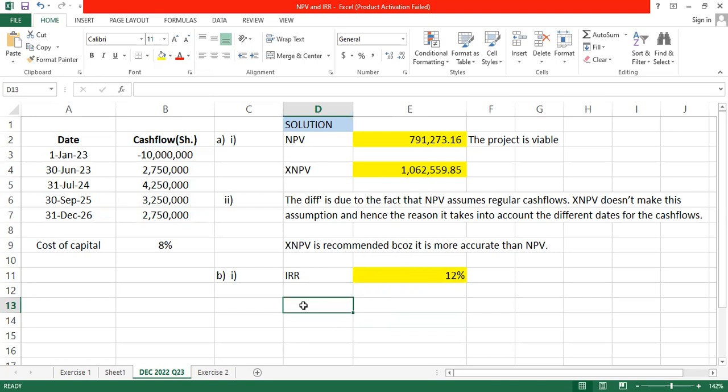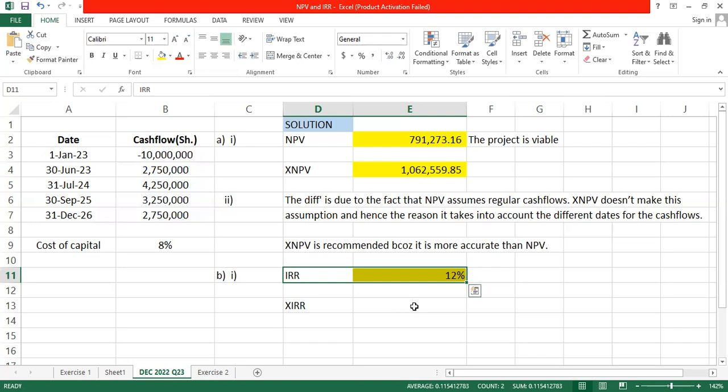So in the same respect, we are required to compute the XIRR, which is closely related to the IRR. The only difference between it and the IRR is like in the case of NPV. Again, the IRR assumes regular cash flows, and so it does not consider the different dates. The XIRR will now consider the different dates, which again makes it more accurate, remember, compared with the IRR.